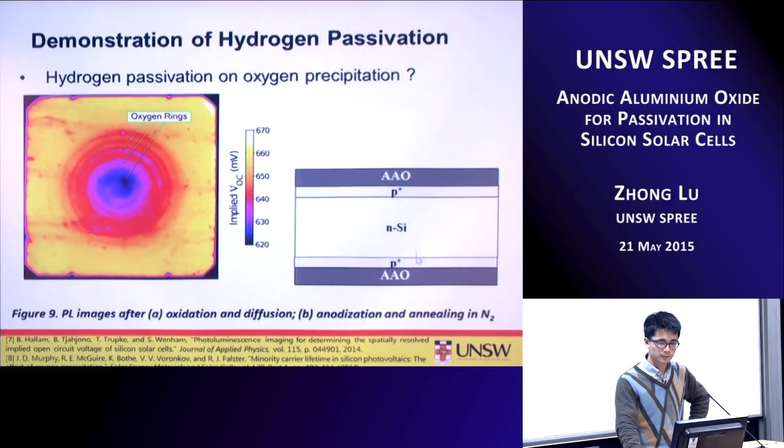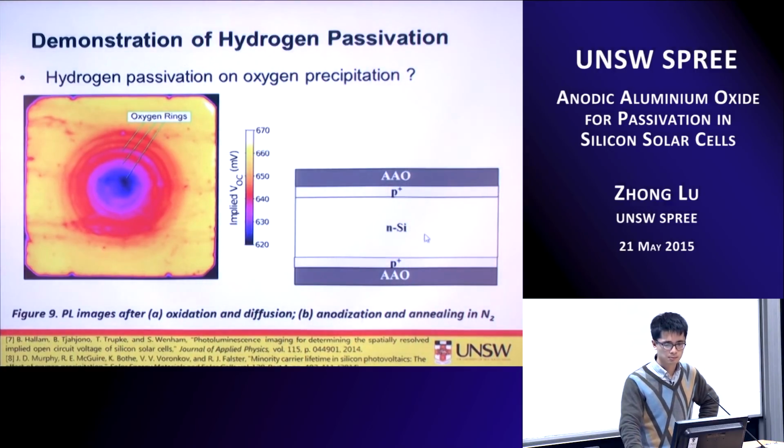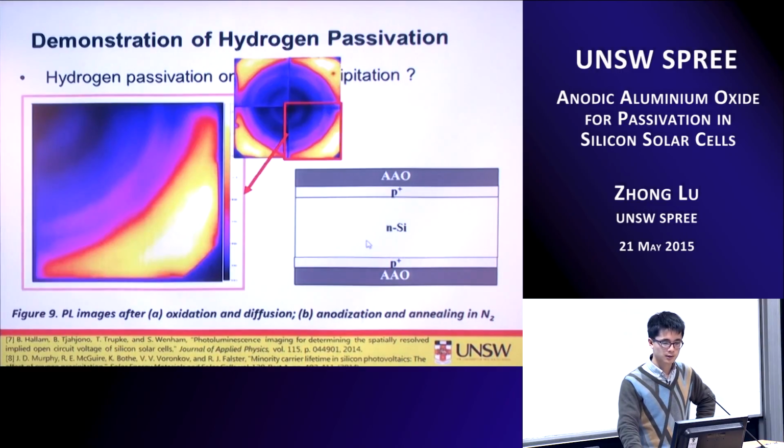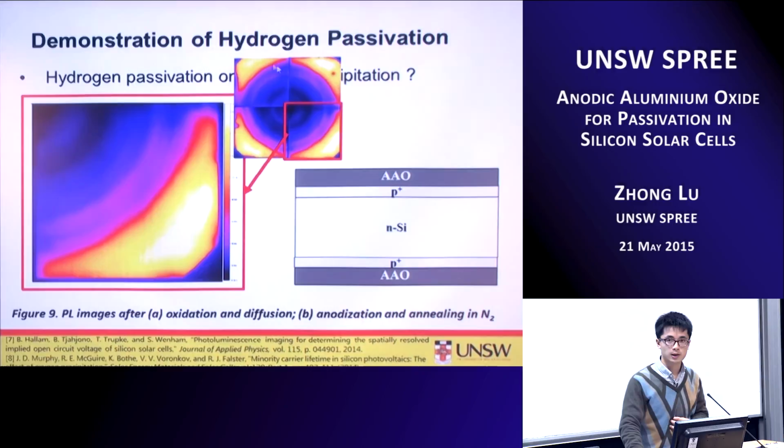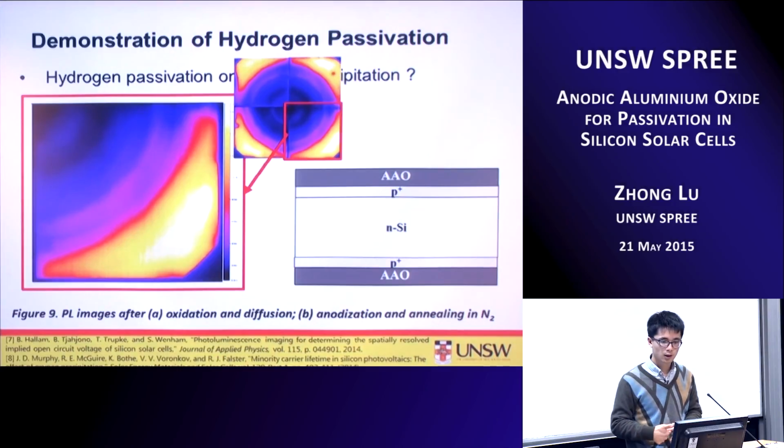In my case, I'm still talking about passivating the boron diffused surfaces, and I see a very similar effect. This is before anodization, after boron diffusion. You can see you have a dark pattern here. This is only a quarter of a 6-inch wafer, so when I look at the whole picture, it's actually a dark ring. It's quite similar to what Brett observed.